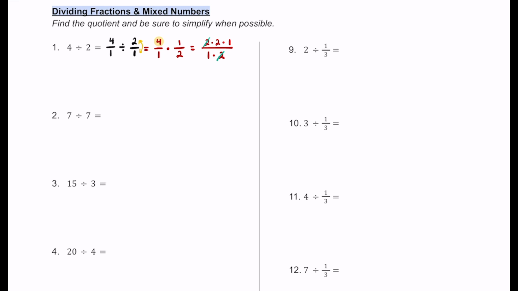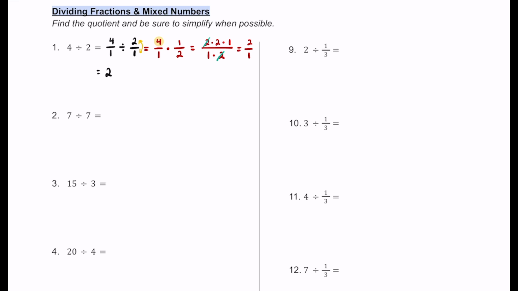These 1s technically can go away as well, but if we multiply, then we should end up with 2 times 1 on top, which is 2, and then 1 times nothing on bottom is just going to be 1. So the answer here is just going to be 2. Let's write that as 2. So again, this process is a little bit long just to say that 4 divided by 2 is 2, but hopefully this will make more sense once we practice it with the fractions.